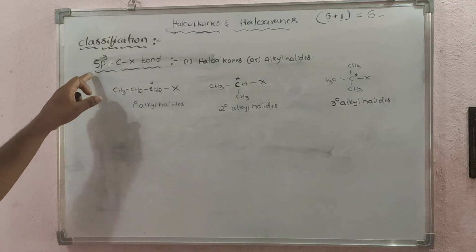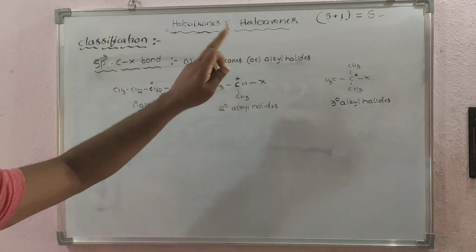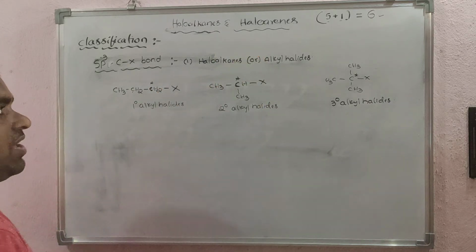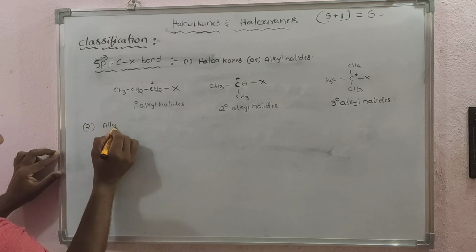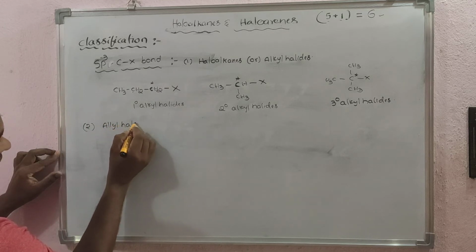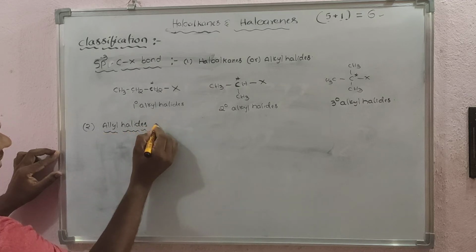Understand? So this is the sp3 C-X bond containing compounds. The first one is haloalkanes and halide. The second one is here allyl halides. Allyl halides. Very, very important here.